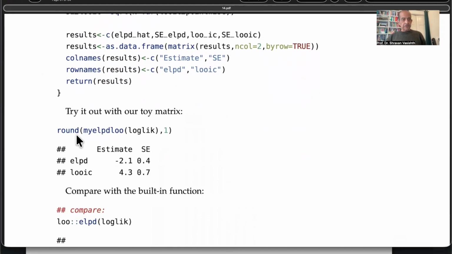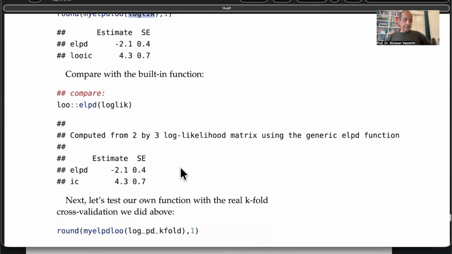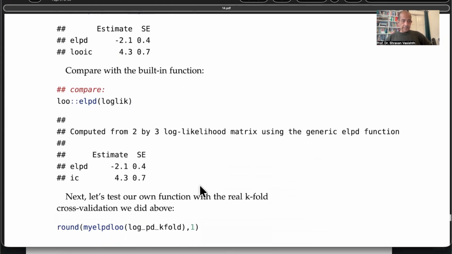So if I run this function, my ELPD LOO, on the toy example that I showed you earlier, then I get a nice output that mimics the ELPD function, and you can see that they're identical, right?